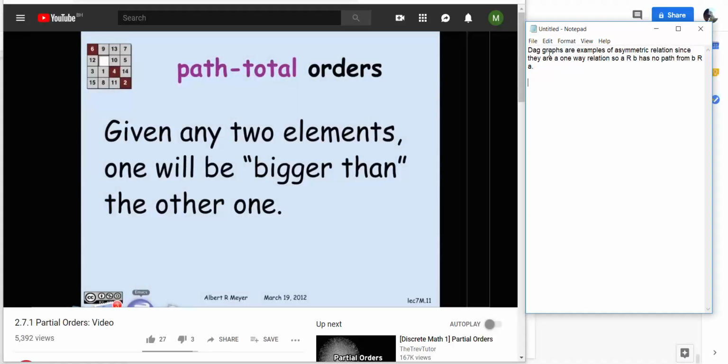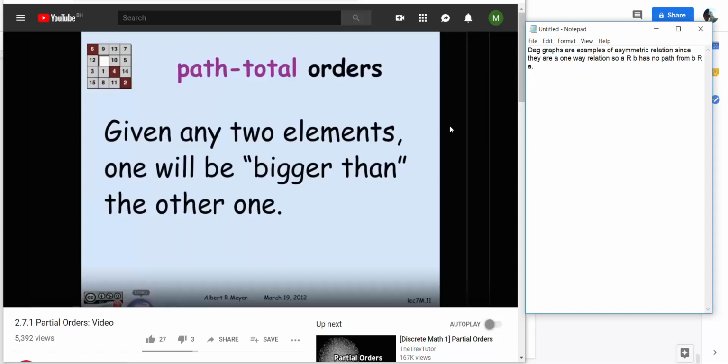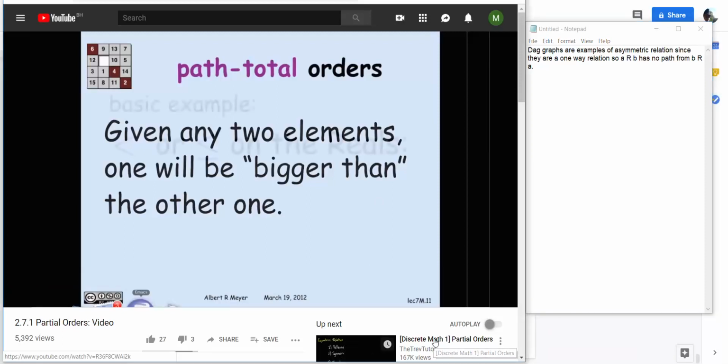Another important property of partial orders is the idea of being path total, or linear, as some authors call it. The simple definition of path total is that given any two elements, one is going to be bigger than the other with respect to the relation.